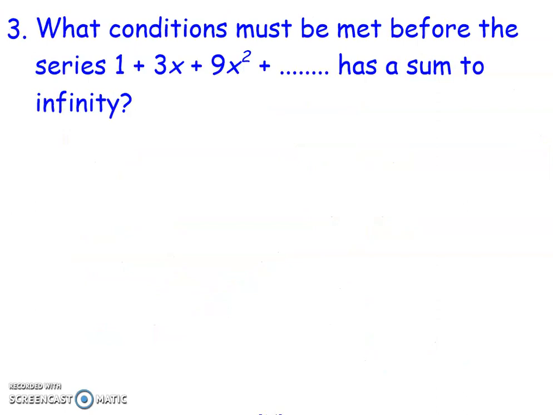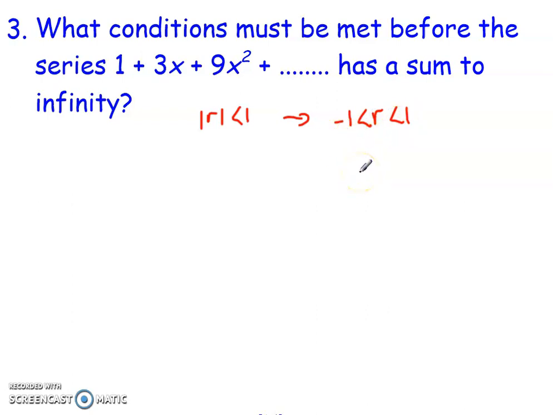Third question I ask you is what conditions must be met before the series 1 + 3x + 9x² has a sum to infinity? Well, we know in general that the magnitude of r has to be less than 1. That has to be the case for any geometric progression for it to have a sum to infinity. However, that can be written without the magnitude sign: -1 has to be less than the value of r, which has to be less than 1, between these two values.